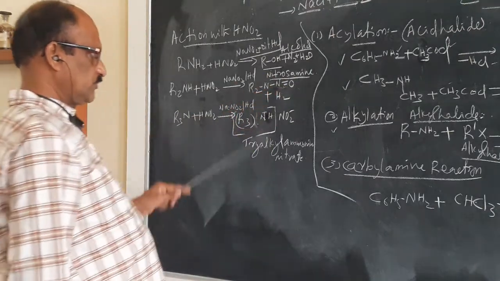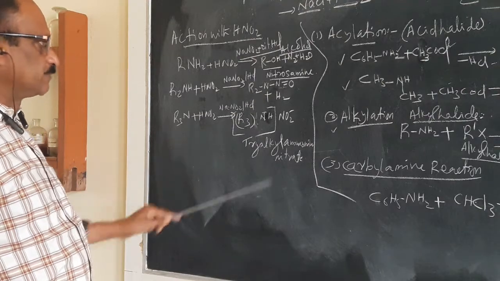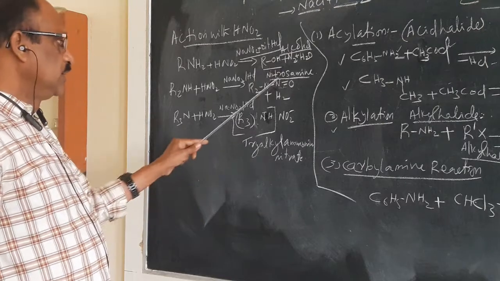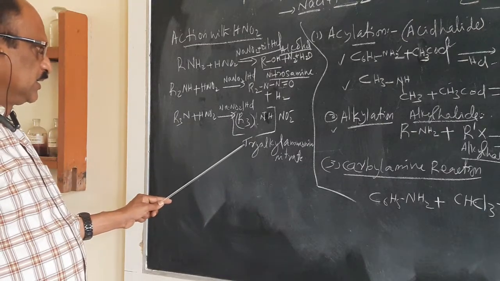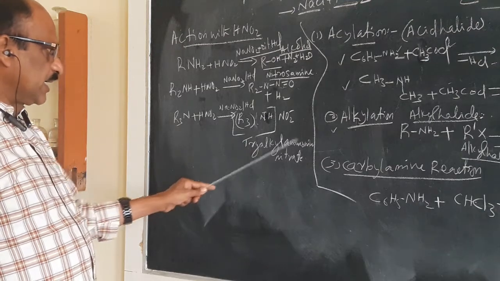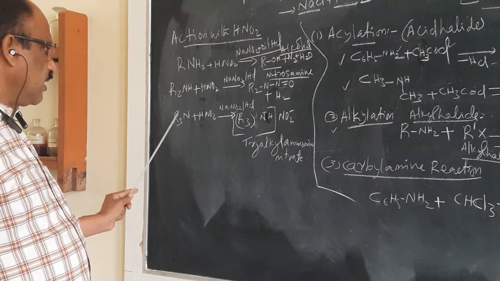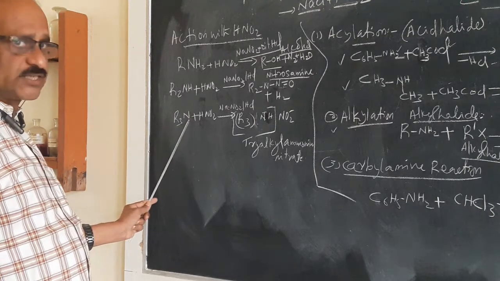R2NNO. R2NN. This is known as nitrosamine. So secondary amine will give nitrosamine, and tertiary amine you are getting a salt, trialkyl ammonium nitrate. This compound is R3N. This is R2NH. This is RNH2. R3N is tertiary amine.